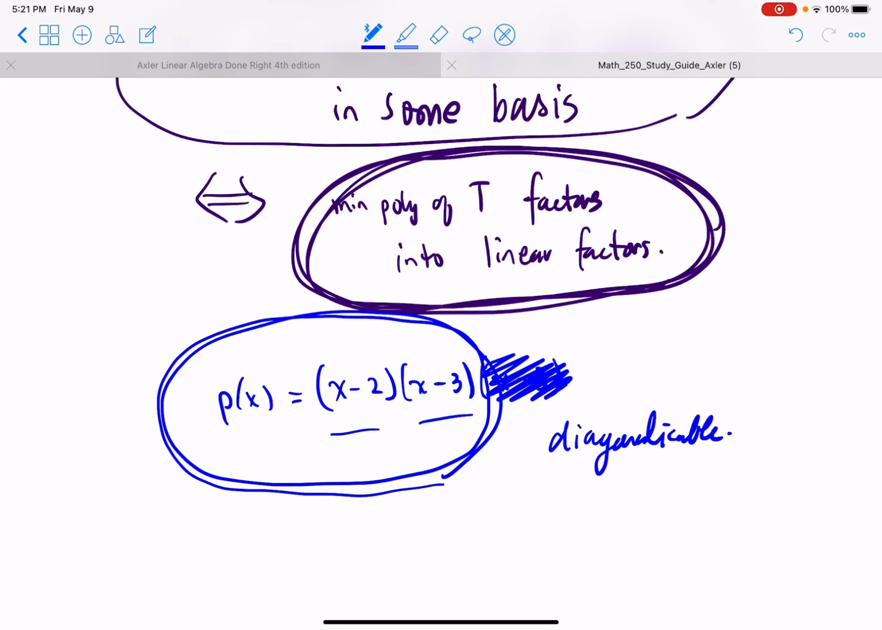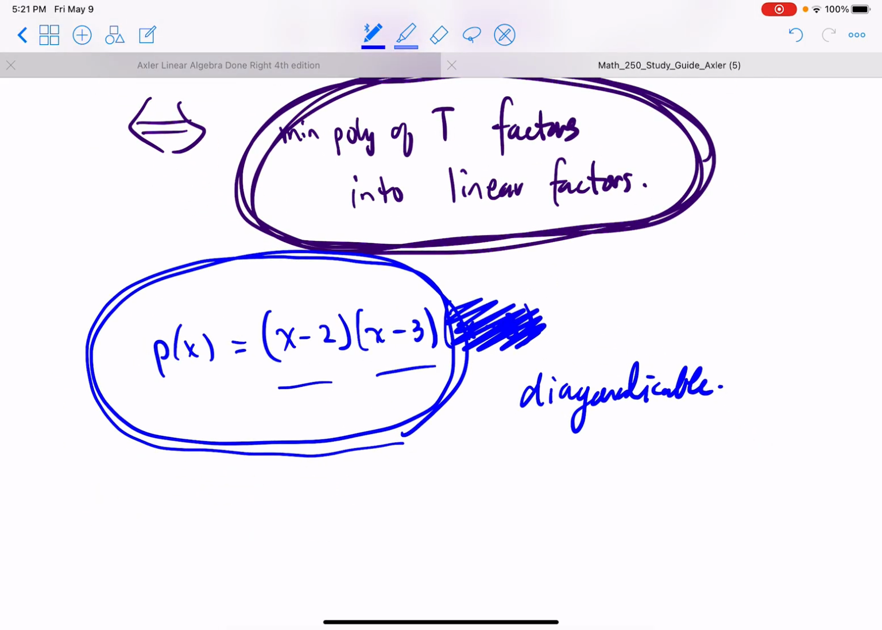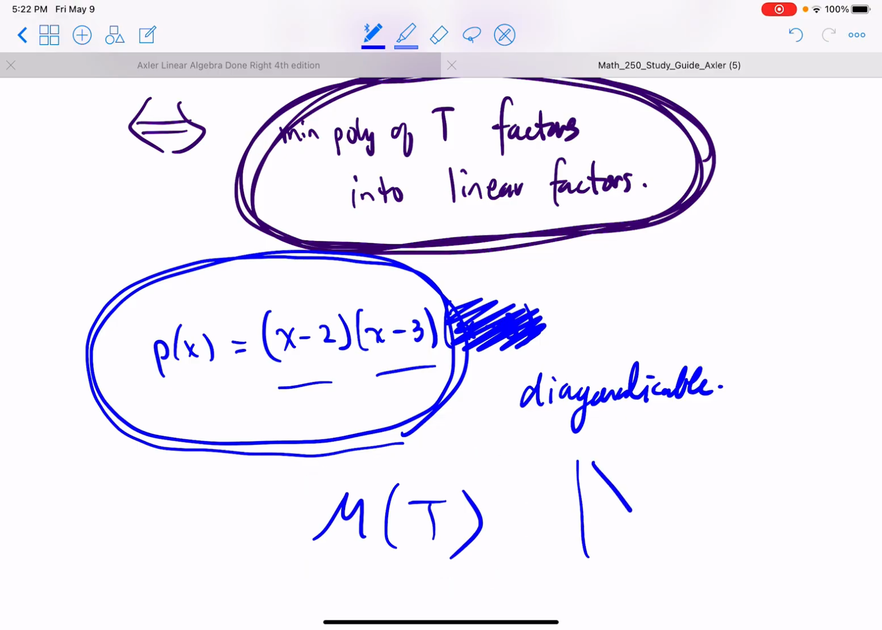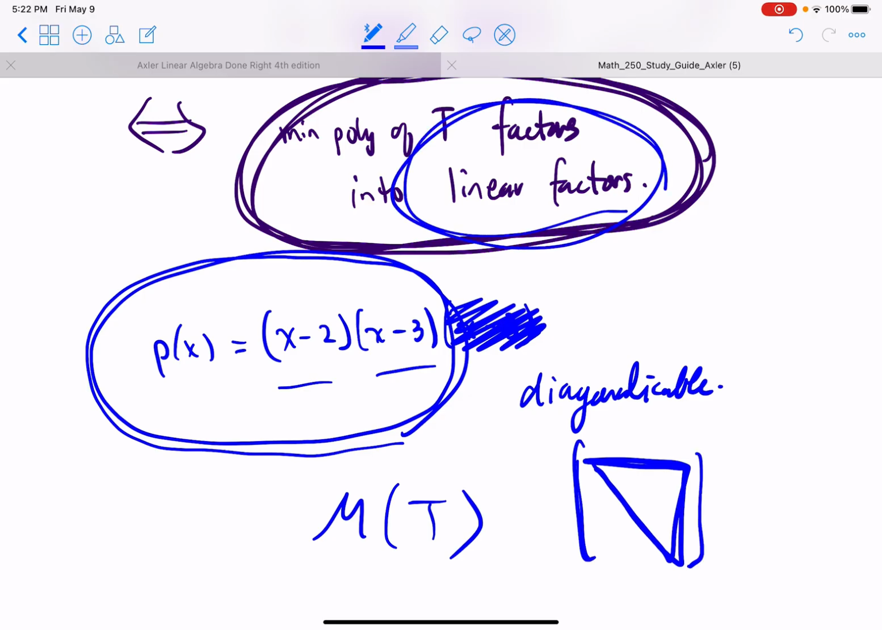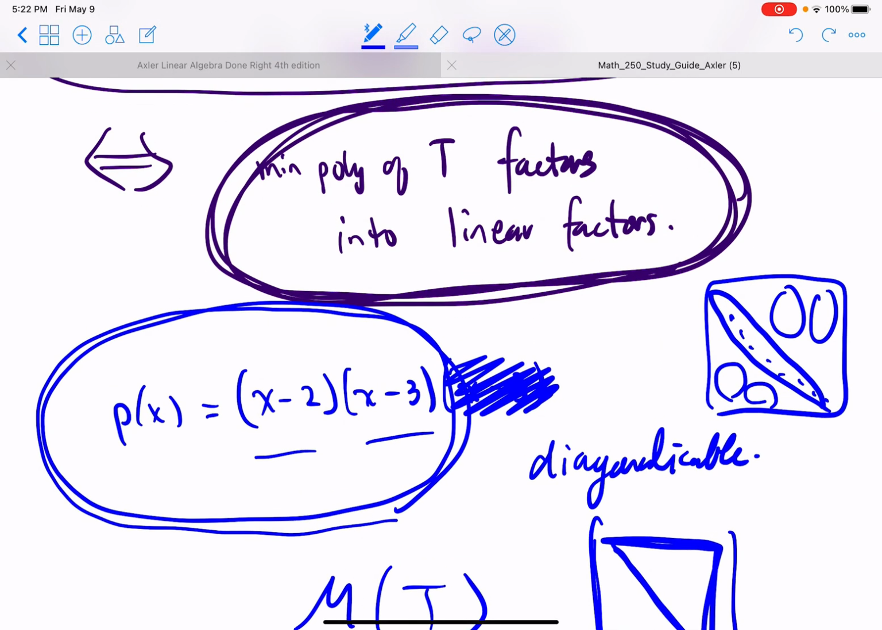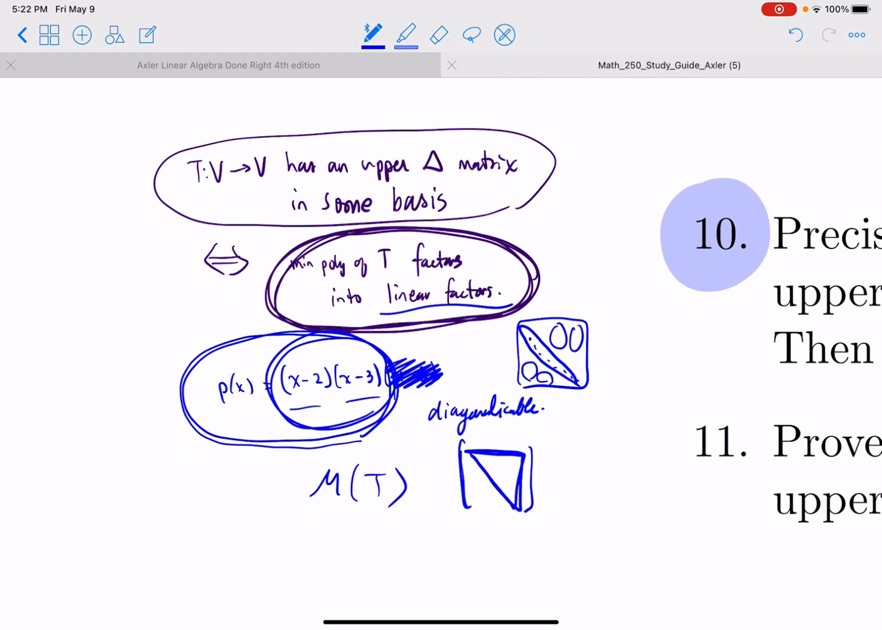So the minimal polynomial really determines how simple your operator is. It determines how simple the matrix looks. If the matrix is going to be upper triangular, then your minimal polynomial factors into linear factors, if and only if. If your matrix is going to be diagonal, so everything up here is 0 and you only have non-zeros along the diagonal, that's the simplest possible form, then your minimal polynomial is going to factor into linear factors, but all of the factors will be distinct. So be on the lookout for that theorem.